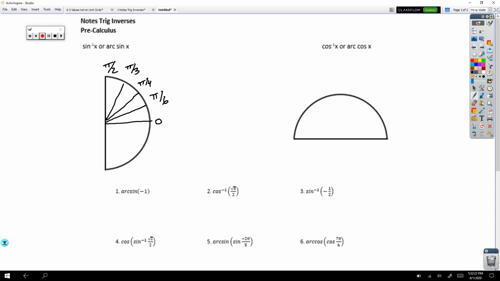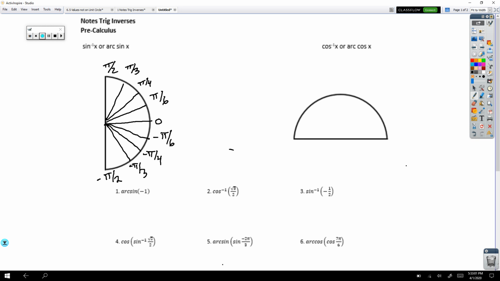Now, if you remember back to last unit, when I rotate clockwise, that gives me my negative radian measures. So instead of 11 pi over 6 being in quadrant 4, it's now going to be negative pi over 6. And then negative pi over 4, negative pi over 3, and then negative pi over 2. When dealing with the inverse of cosine, or arc cosine, we're going to deal with the top half of the unit circle. So these are where my answers are going to come from.